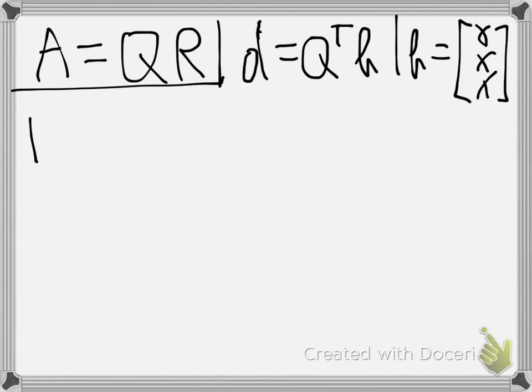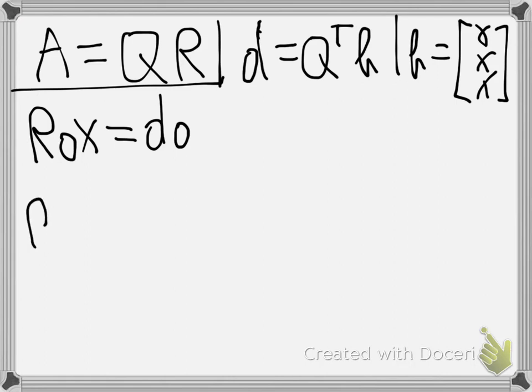And then you will solve R0 x equals D0, where x are the values you are looking for. R0 is the upper triangular matrix, but only with rows that contain non-zero elements, with only rows that have at least one non-zero element.